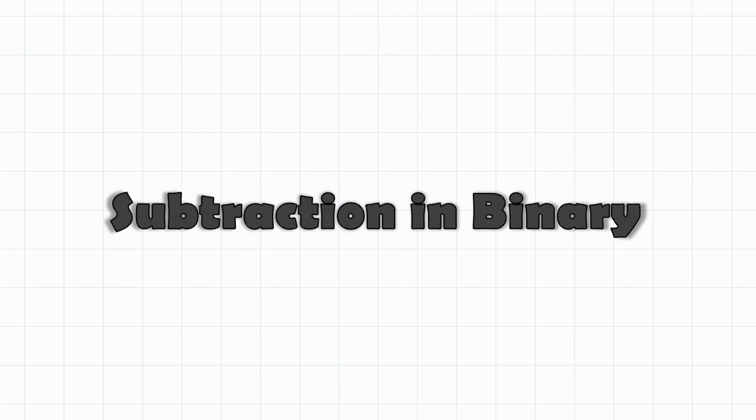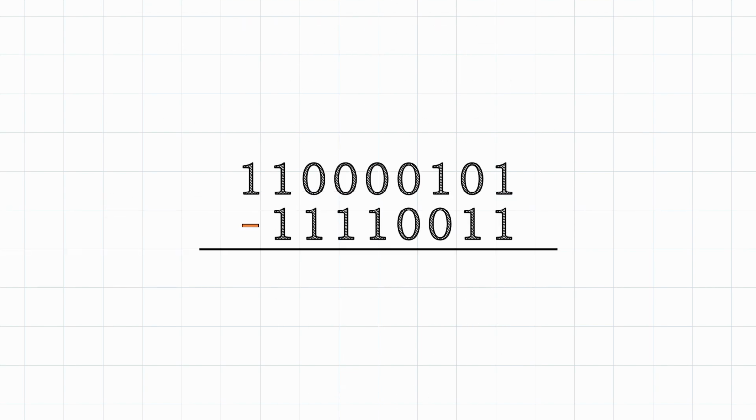Let's now have a look at subtraction in binary with the following example. As always, we start from the right. 1 minus 1 would be a 0. 0 minus 1 cannot be done since 0 is less than 1. So we borrow from the next digit.